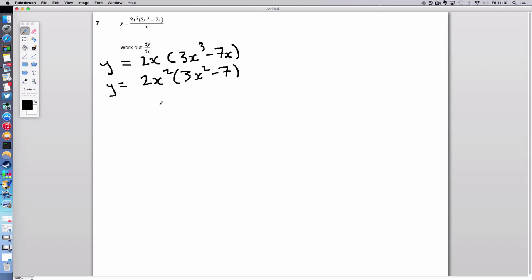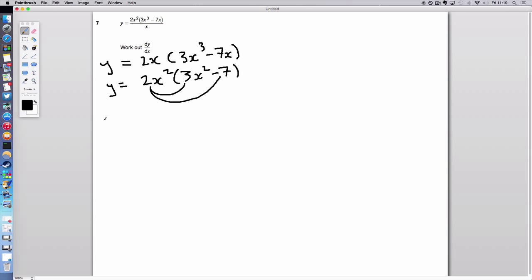Now we can go ahead and expand it. We could have done that at this point, but because we don't know how to differentiate when we multiply this term here by these terms in the bracket, what we do is expand everything out. So we'll multiply this term by this term and then add that to the product of that, and then we can differentiate each term individually.